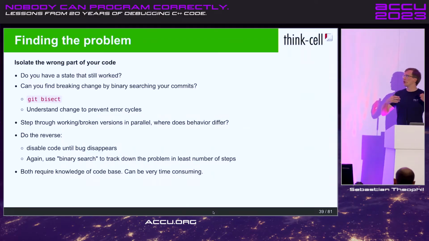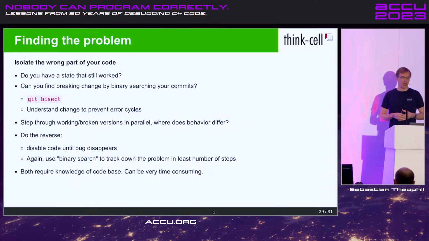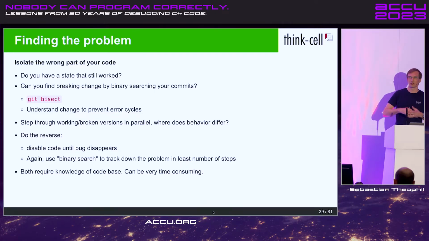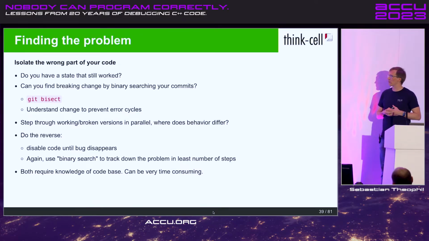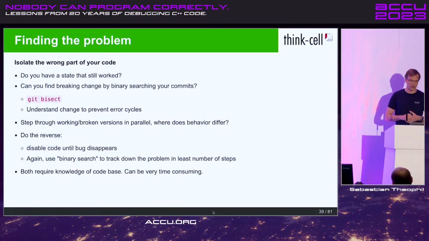But you can also go through both versions in parallel. The old one that works, the new one that is broken, to figure out where they differ. You can do the reverse, essentially. You can try to disable code until the bug disappears. You can disable increasingly smaller parts of your code while the bug is still there, and track down the lines in your code base that create the problem that way.